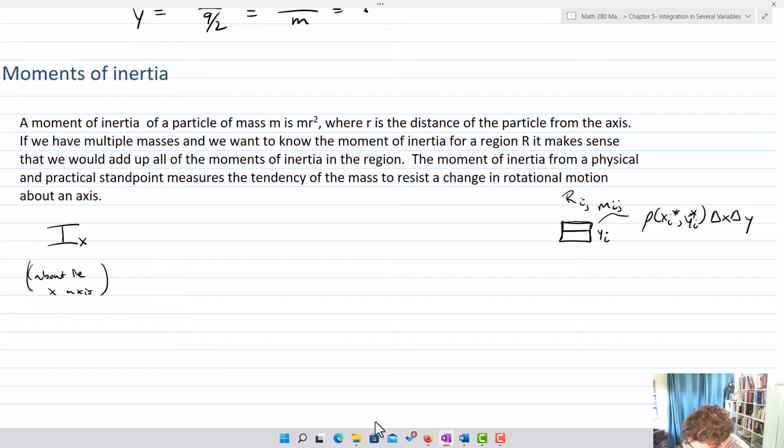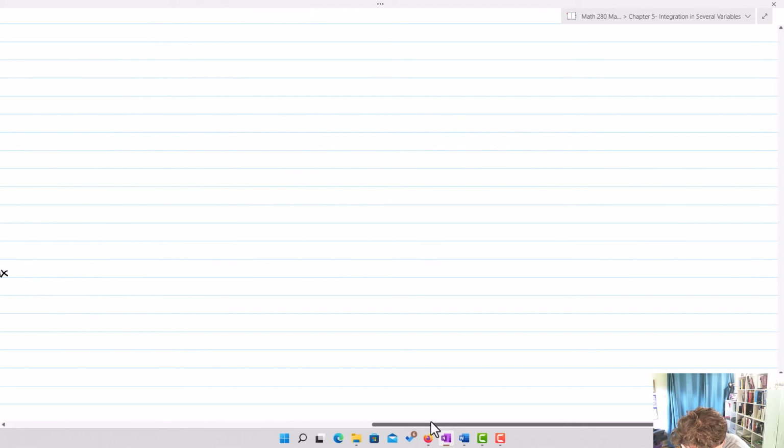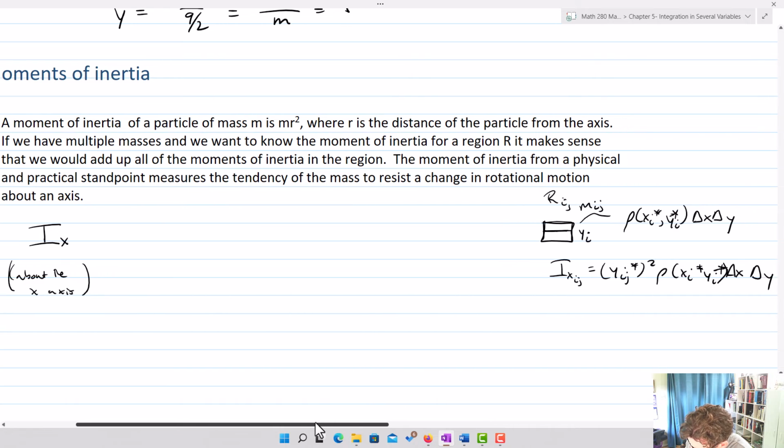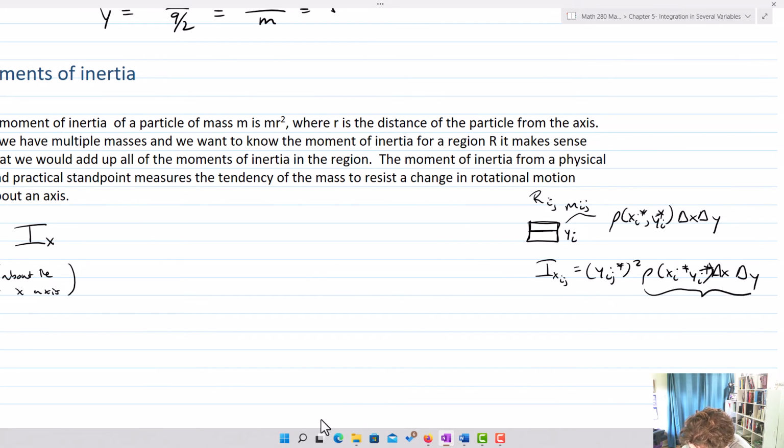So Ix for the ij region is going to be yij star squared times rho of xi star, yi star, delta x, delta y. Basically, here's the mass, and here's the point location with respect to the x-axis. And then what do we do?